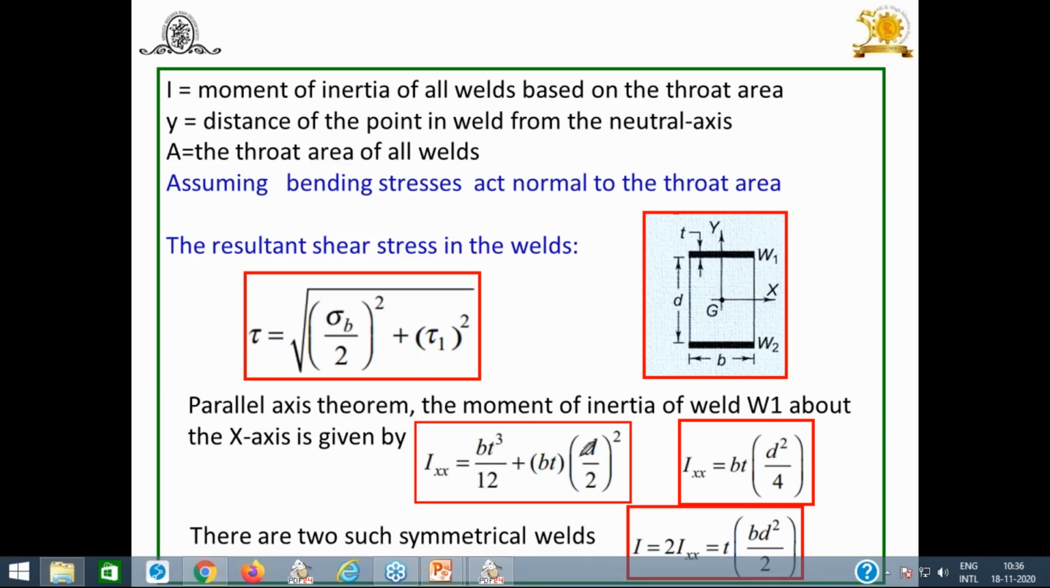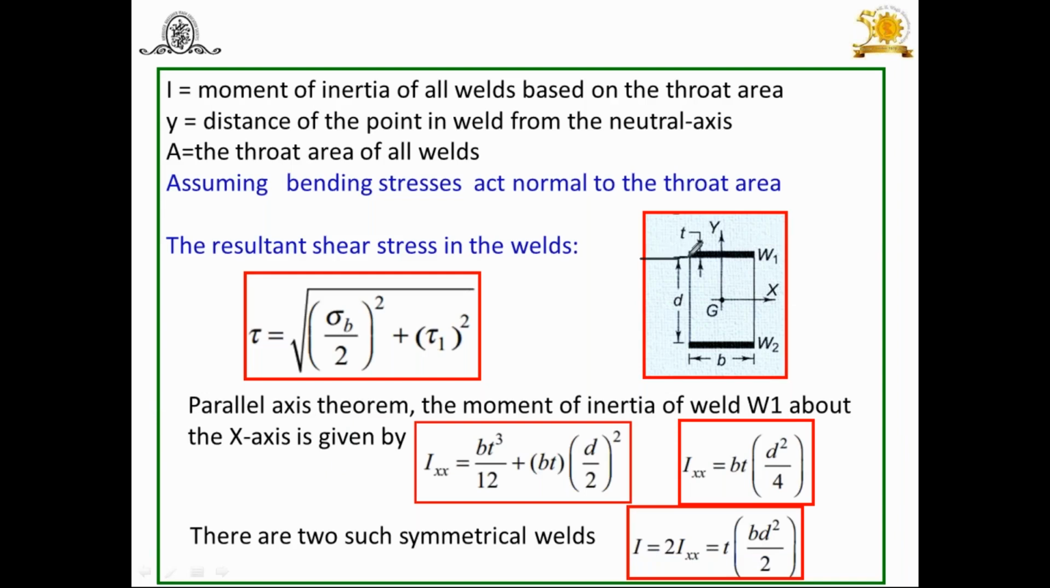Using the parallel axis theorem, we can easily find out the moment of inertia. Let us find out for W1. The IXX, if I am going to find out for this weld, B is the width or length, T is the thickness, so you will get B T cube by 12 along the X-axis. Then you know very well, I am writing here for your information, B T cube by 12 plus A Y bar square is the parallel axis theorem.